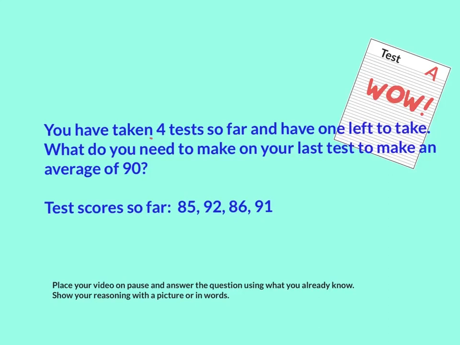You've taken 4 tests so far. You have 1 left to take. What do you need to have an average of 90? So we know we'll have 1 more score right there.